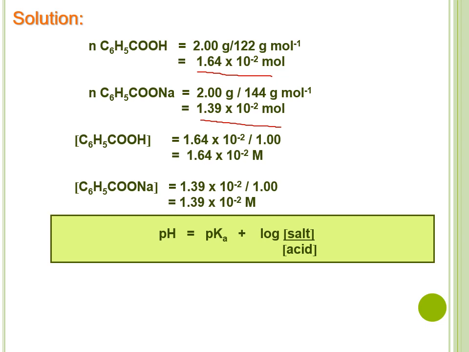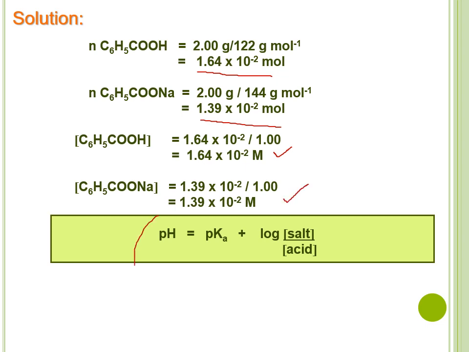And then you are given the volume of the system, which is 1 liter. You have to divide the number of moles by the volume to get the concentration, the molarity. So the concentration for benzoic acid is 1.64 times 10 to the power of negative 2 molar, and sodium benzoate is 1.39 times 10 to the power of negative 2 molar.